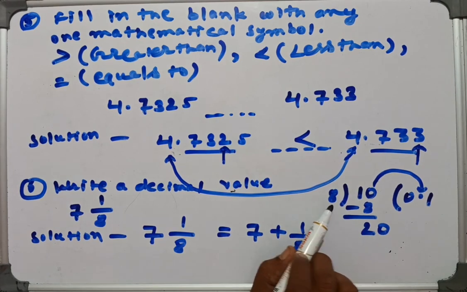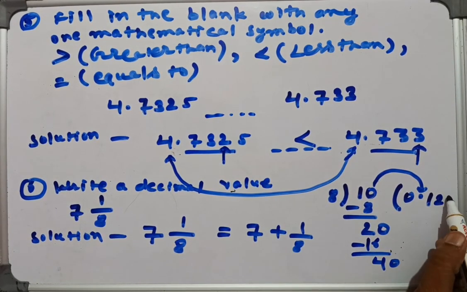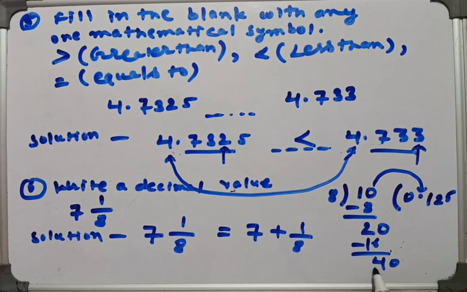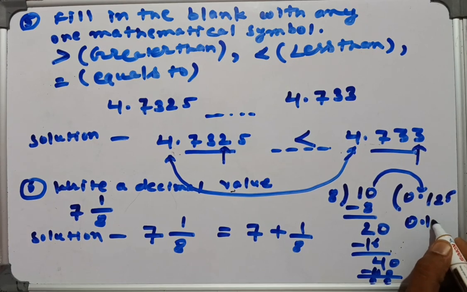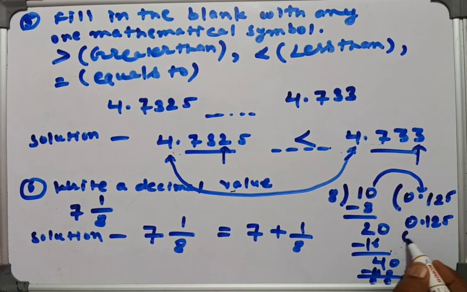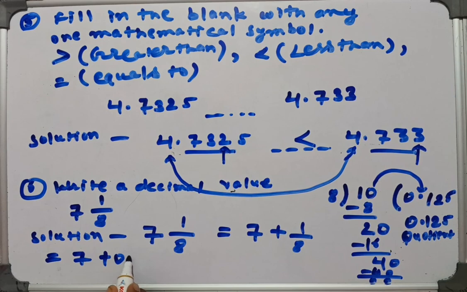Okay guys, so 8 2s are 16. Now subtract, then 4, then again 0. So this becomes 5 here, or this becomes 40. Now subtract this one, this becomes 0. So solution is 0.125, or you can say quotient value is 0.125. So put the value here. 7 plus 0.125. Okay guys, now solution is simple.